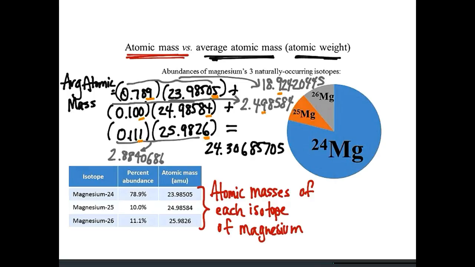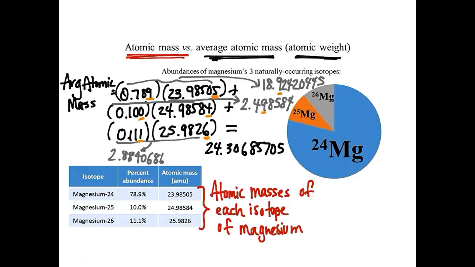The second part of that calculation, 0.100, has 3 sig figs, and so the answer to that product is 2.49. It's accurate to the 9, which has 3 sig figs. The third part of that calculation, 0.111, has 3 sig figs, and 25.9826 has 6. But that product is only accurate to 3 sig figs, so 2.88.